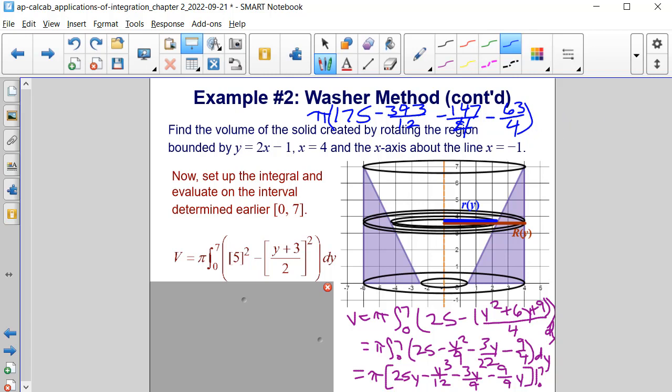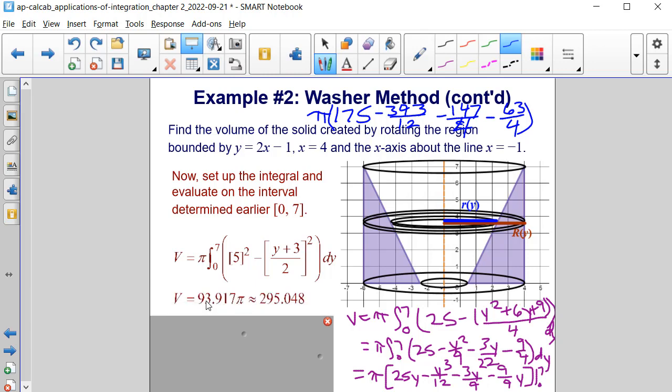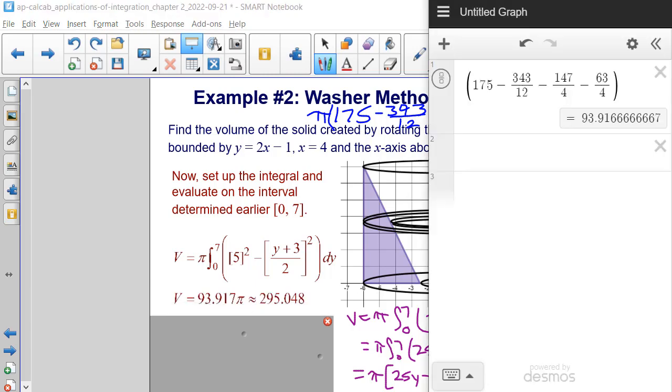So if we evaluate this in a calculator, 175 minus 343 over 12 minus 147 divided by 4 minus 63 over 4, we end up getting 93.917 times pi, which is then equal to, if you evaluate it in a calculator, 295 and about 48 thousandths.